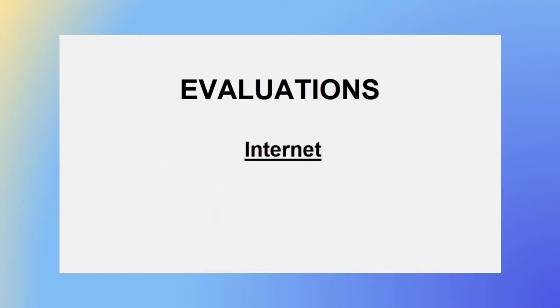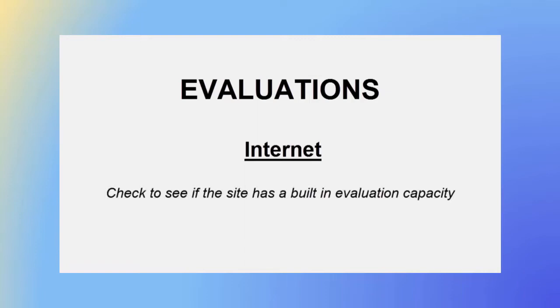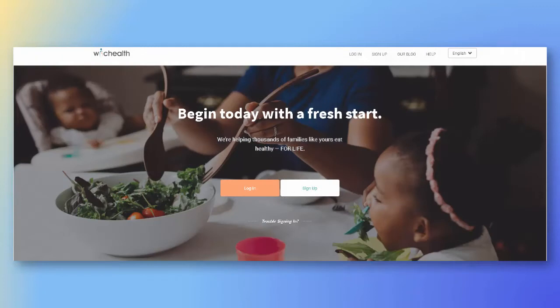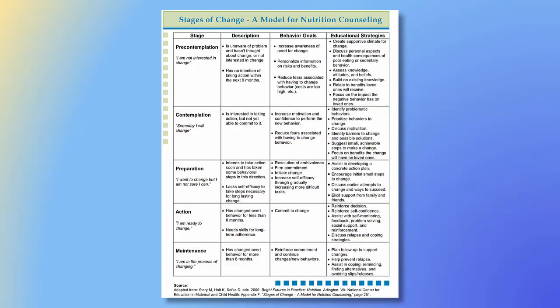What about internet education? When using any internet options, check to see if the site has a built-in evaluation capacity. For example, WICHealth.org site has the ability, based on how the participant is answering the questions, to lead the participant through the 5 stages of change: pre-contemplation, contemplation, preparation, action, and maintenance. And then at the end, assess if the participant was able to move through a stage or 2.